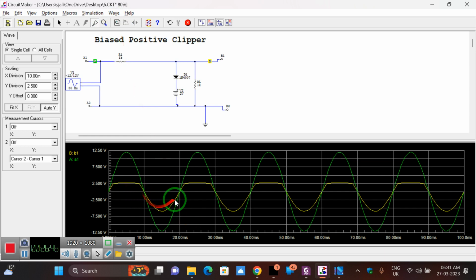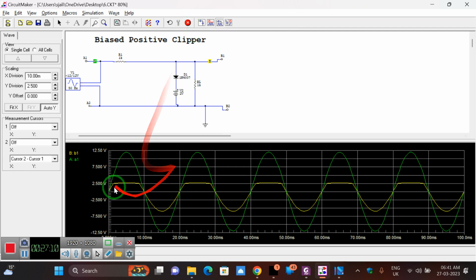Here, see, negative side, no clipping. The negative cycle is as it is, no change. Only on the positive side I am clipping off the cycle. But due to the battery 2 volts and the silicon diode, 2.6 volts is allowed and the remaining part is clipped off. So this is the way how to do the clipping for different circuits.